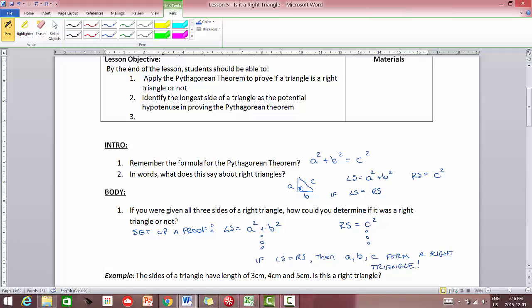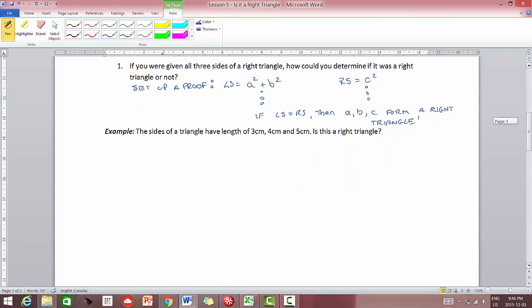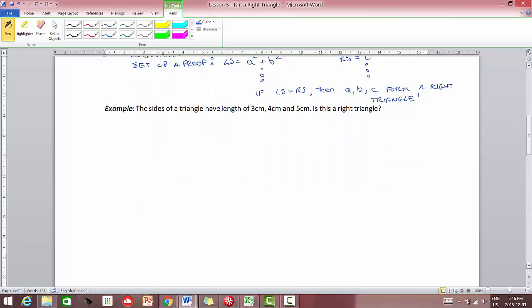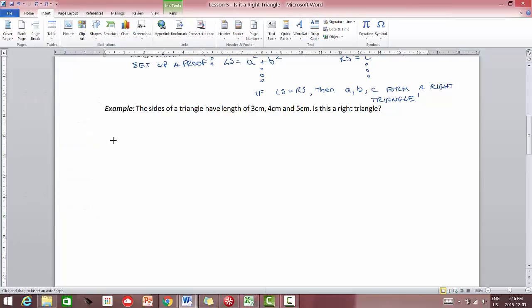Okay, so let's test this out. We'll start with our first example down here. The sides of a triangle have length 3 centimeters, 4 centimeters, and 5 centimeters. Is this a right triangle? The very first step that I want you guys to do is draw out the triangle, assuming that it's a right triangle.